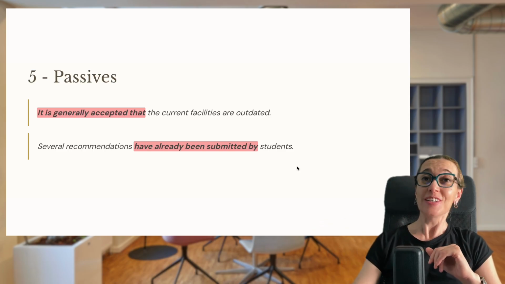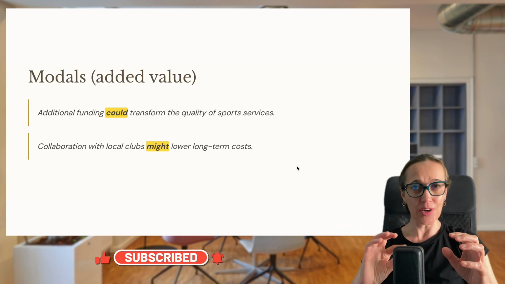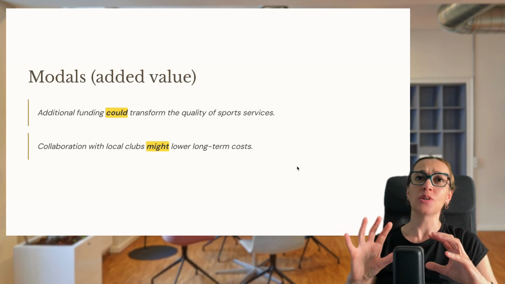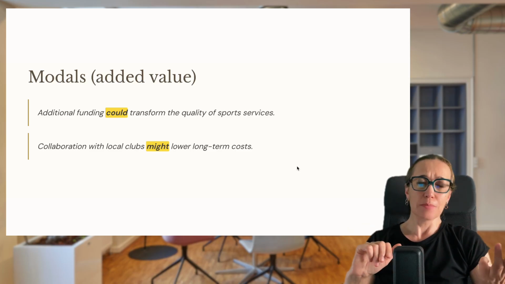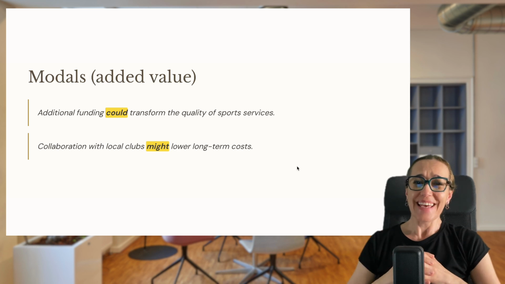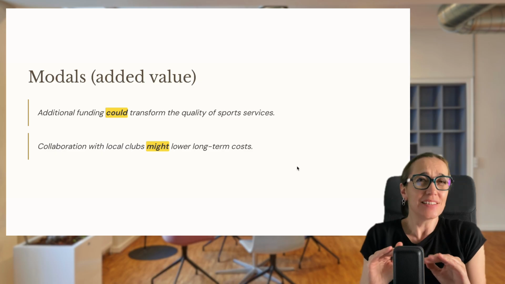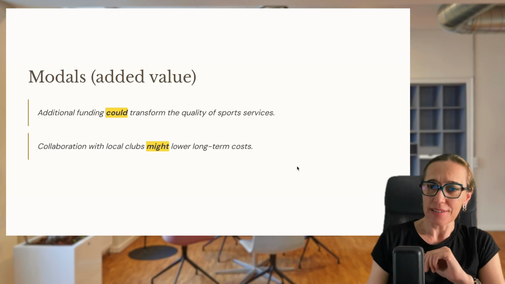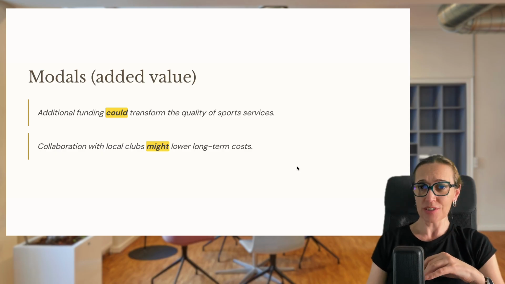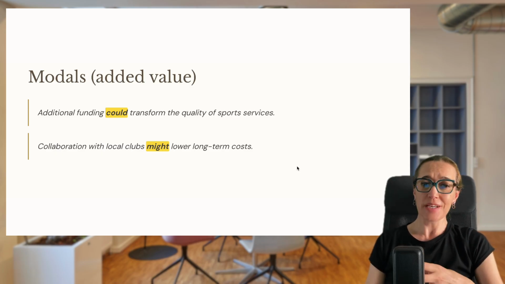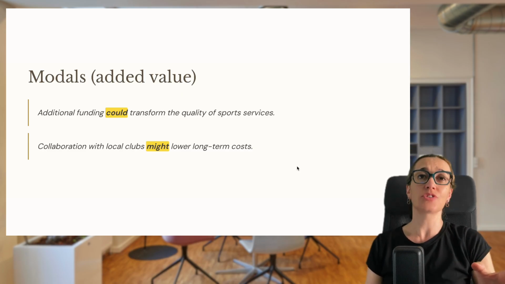Let's move on to our sixth added value, modals. Again, not mentioned in my article, though they are part of many examples. Now, modals like could, might, should, must, they help you make recommendations and get a formal, balanced, and cautious style. Let's read these two examples. Additional funding could transform the quality of sports services, or collaboration of local clubs might lower long-term costs.